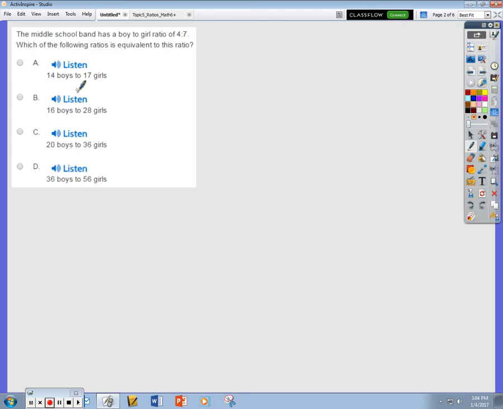It says a middle school band has a boy-to-girl ratio of 4:7. Which of the following ratios is equivalent to this ratio? Okay, a couple things here. I notice we're doing a boy-to-girl ratio. I like to write it with a top term and a bottom term. We have 4 boys and we have 7 girls. Reminds me of a fraction, but again, these are terms.